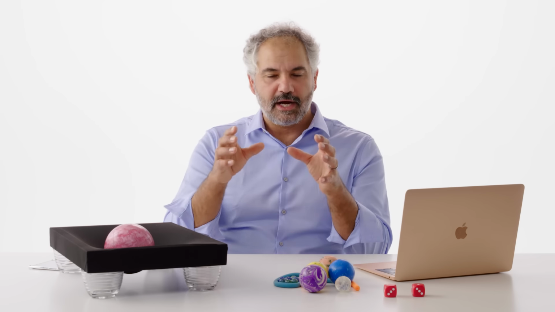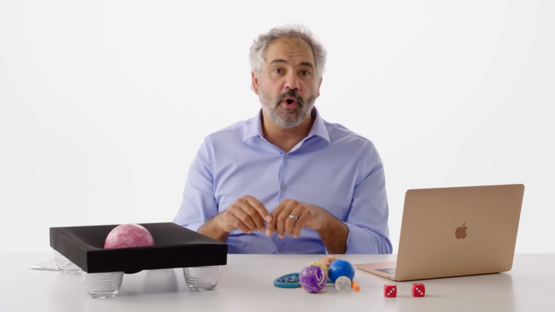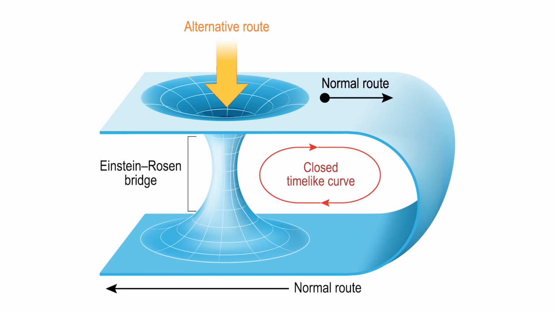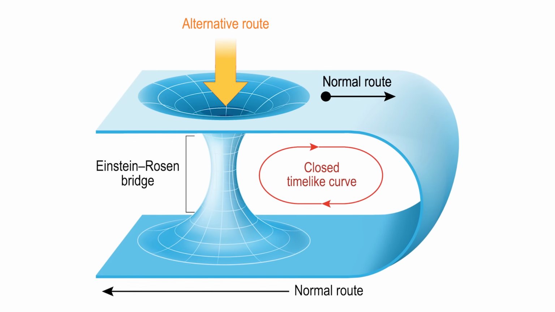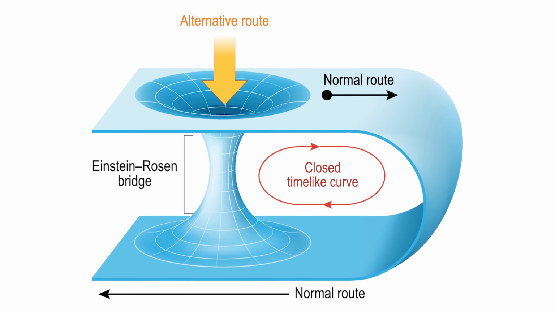Wormholes are a shortcut through space-time from one place to another. The first idea of a wormhole is something called an Einstein-Rosen bridge. It would take moving faster than the speed of light to travel through. And we have no evidence whatsoever that wormholes exist.